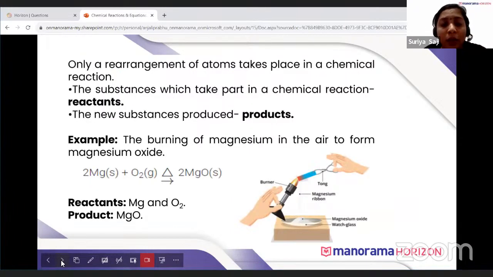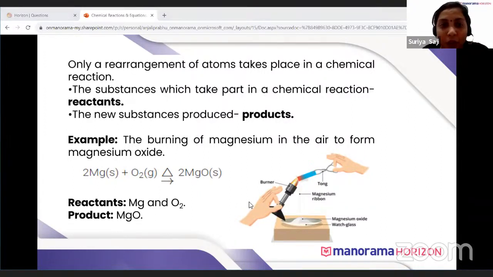We said that in a chemical reaction, one substance changes to another substance. That's why we say it's a rearrangement. In a chemical reaction, a rearrangement of atoms takes place. If you are facing any doubts in understanding, you can put a message in the chat box. If you want to say something, keep posting on the chat box, and I'll unmute you, and at that time you can speak as well.